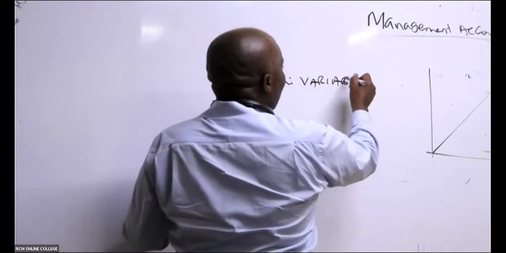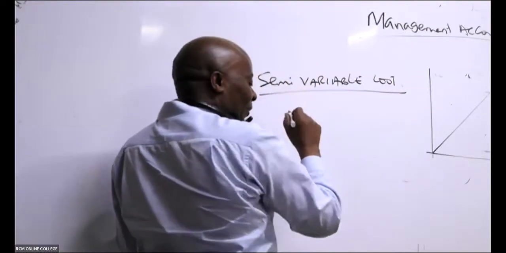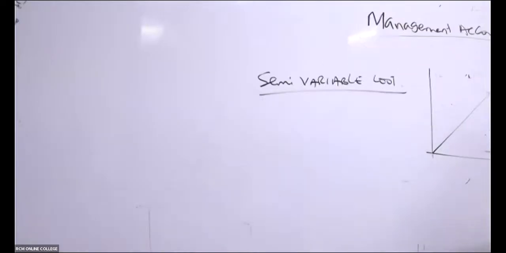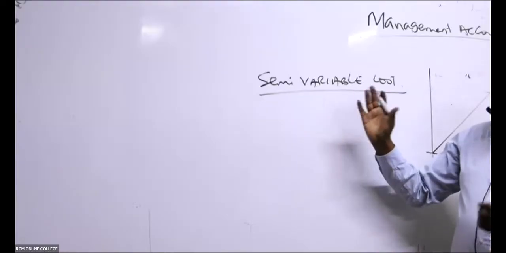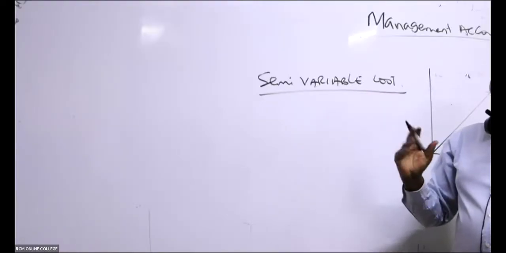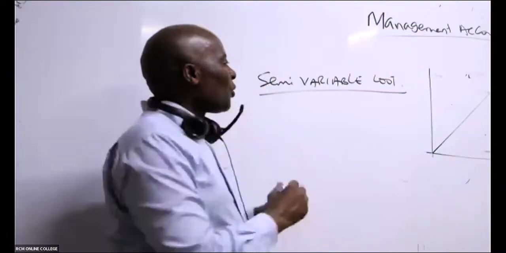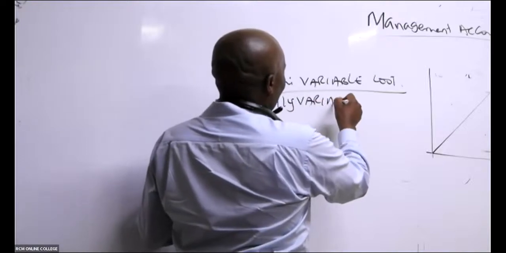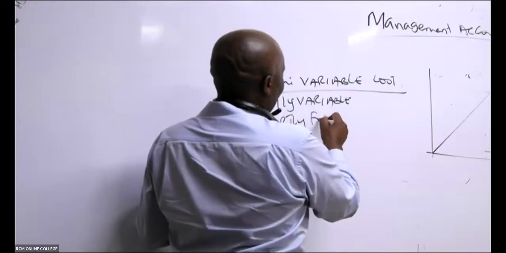Then now we have another behavioral classification, or what we call, ladies and gentlemen, semi-variable cost. Semi-variable, from the word semi. For those of you who play football, semi means like half time, isn't it? Partly. So semi-variable costs are those costs which are partly variable and partly fixed, like that.